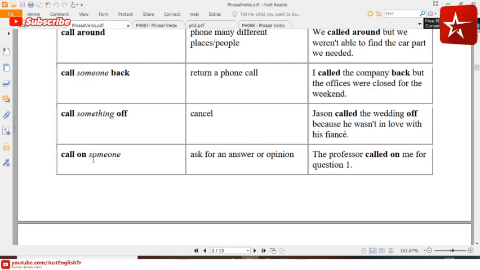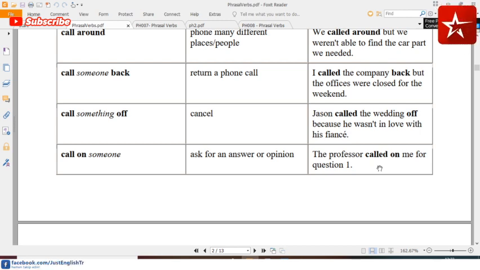Next one is call on someone. Call on someone means ask for an answer or opinion. For example, the professor called on me for question 1. It means the professor asked me to answer question number 1. Call on means ask.